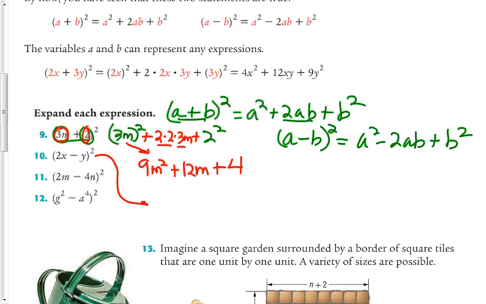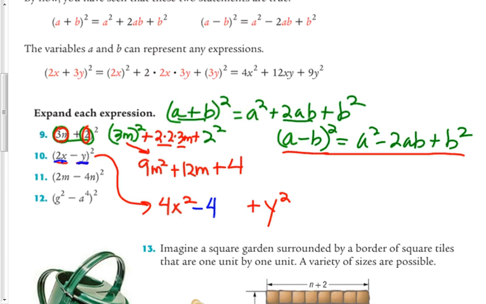Now this problem is a minus, so we're going to use this property. And I'm going to try and do that without writing it all out, but the first term is going to be 2x squared. 2x times 2x is 4x squared. The last term is going to be plus y squared. And the middle term is going to be twice 2x times y, and subtracted because it's a minus. Twice 2x is 4x times y is 4xy.